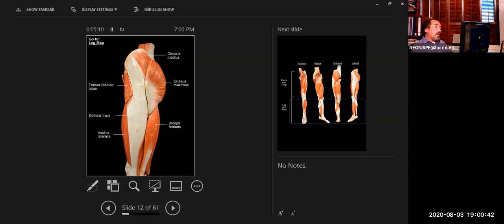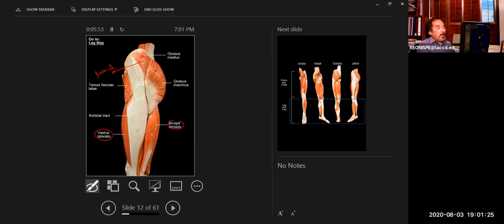Okay, see the side view: tensor fasciae latae, gluteus maximus, gluteus medius, then the one that goes into the... Okay, so let me make this big. Okay, all right. So this is an error, because remember, this is going to be the lateral side of the hip. So we're looking at the lateral side here.